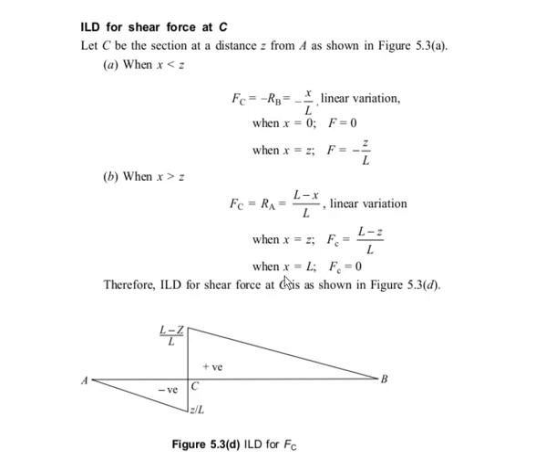When x is equal to L, or when the unit load is at B, then L minus L by L is the value of shear force at C, and that is equal to 0. Once again, when x is equal to z, which means when the unit load is at C, shear force at C is equal to L minus z by L, and when x is equal to L, or the unit load reaches the point B, shear force at C is equal to 0.